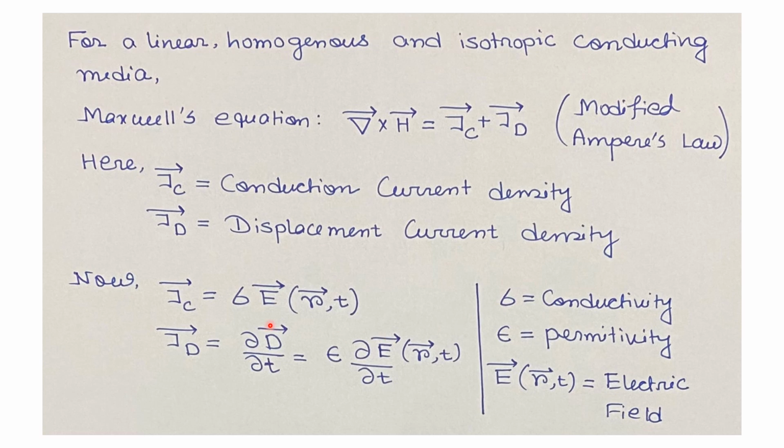Now, the conduction current density JC vector is given by sigma times E vector. Here sigma is the conductivity of the media and E vector is the electric field vector. And the displacement current density JD vector is given by del D by del t. Here D vector is the displacement vector. This is also given by epsilon times del E by del t. Here epsilon is the permittivity of that medium.